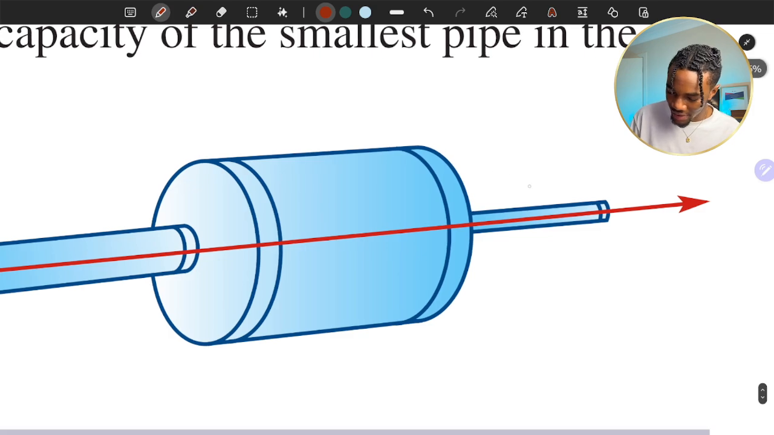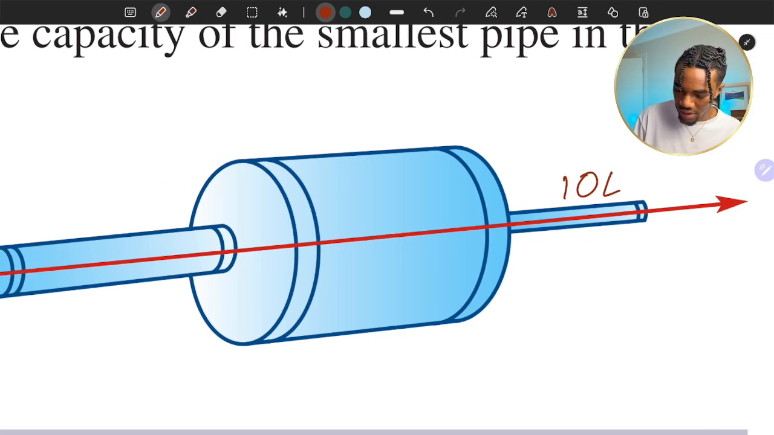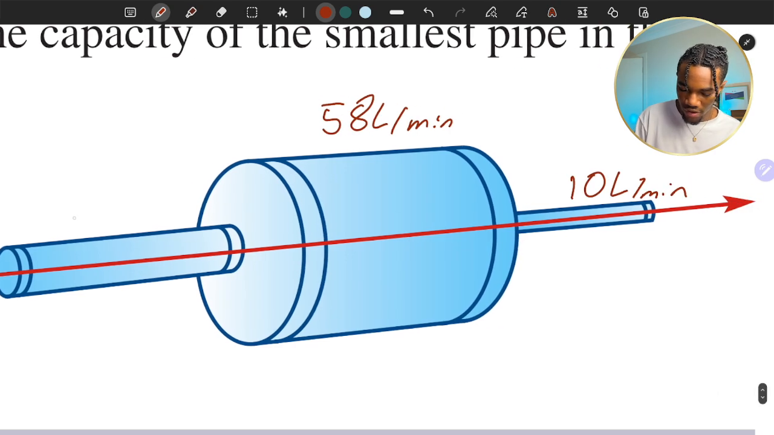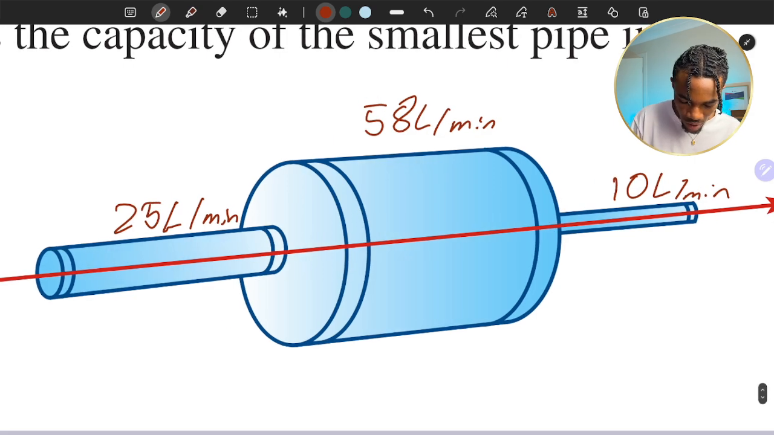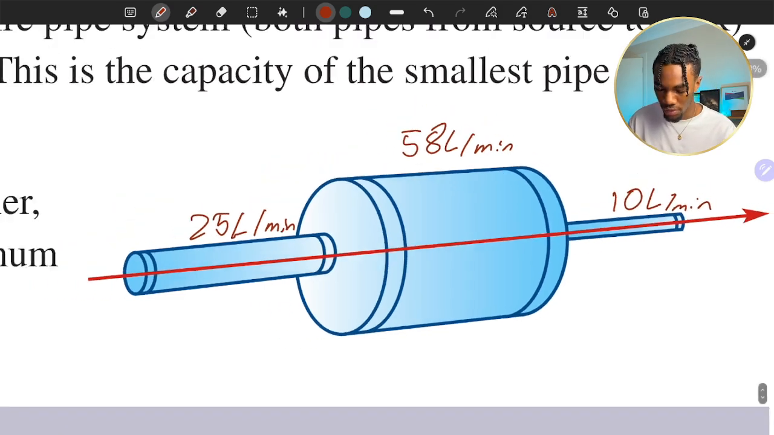And the same is true for this one. Let's say we had 10 liters a minute in here, 58 liters a minute in here, and then 25 liters per minute in here. We're going to be capped at the smallest one, so we're going to be capped at 10 liters per minute, as compared to the 25, because the 10 liters is smallest.